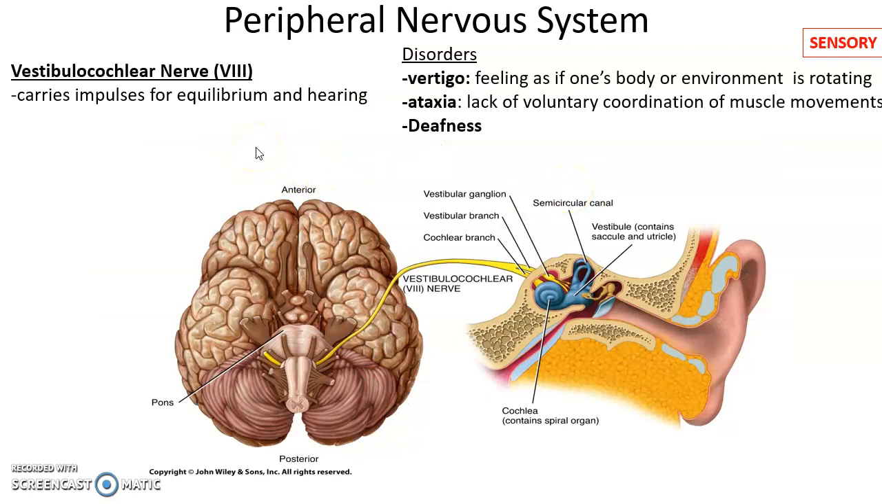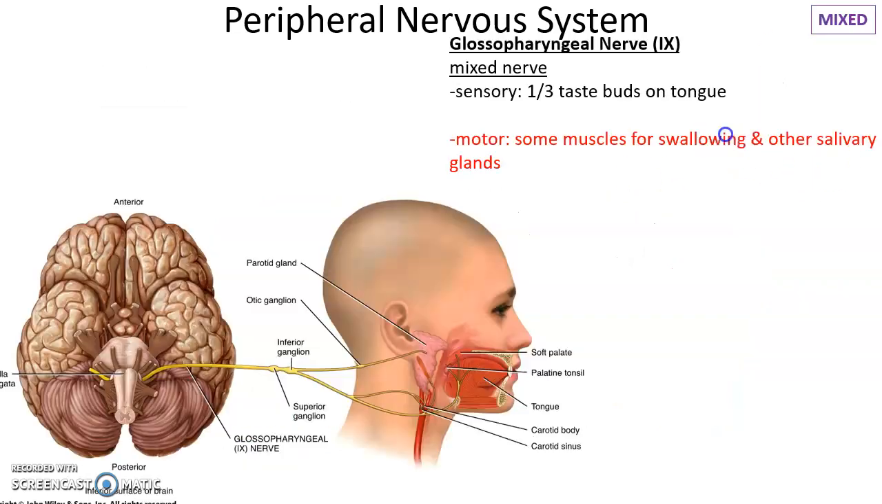Vestibulocochlear nerve, cranial nerve 8. It is a sensory nerve. It only carries sensory information. It carries the information for hearing and equilibrium and carries that to the brain. So both hearing and equilibrium, and those structures that detect those sensations are housed in the temporal bones. If this nerve was damaged, you might suffer vertigo, where it feels like your body or the environment is constantly rotating and moving. You can experience ataxia, difficulty in coordinating your muscle movements, and of course, deafness.